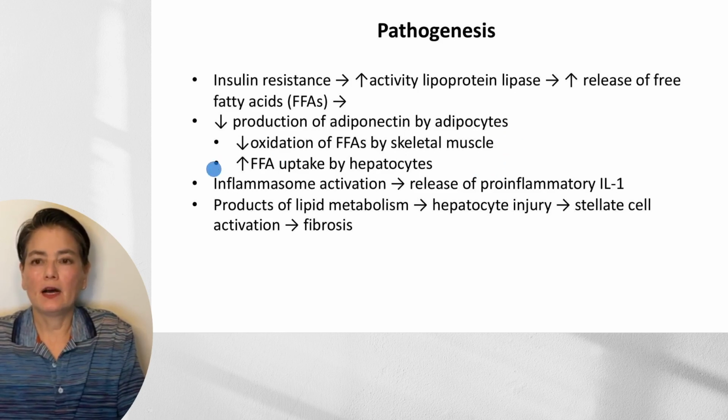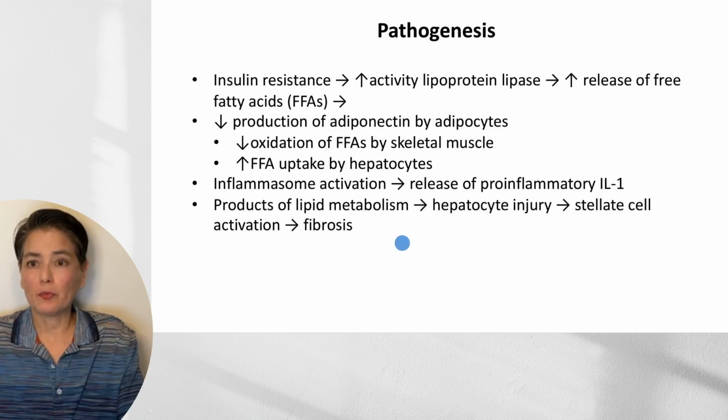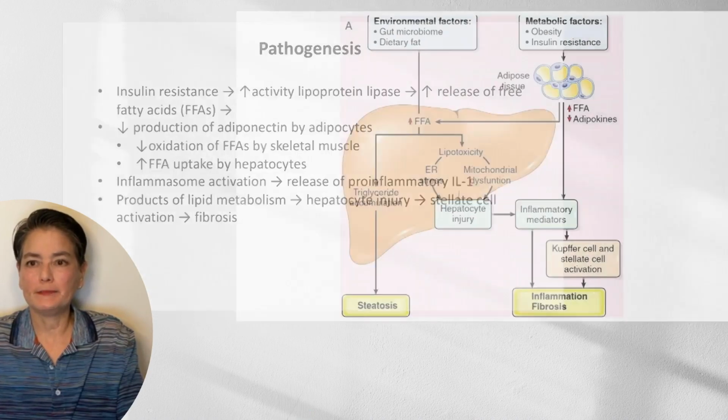In addition, we're going to get injury to our hepatocytes, which is going to cause activation of our inflammasome and the release of the pro-inflammatory cytokine IL-1. Furthermore, the products of lipid metabolism can be directly toxic to hepatocytes and can thereby activate stellate cells, leading to fibrosis. Let's put this together with a figure from Robbins and Kumar Basic Pathology.